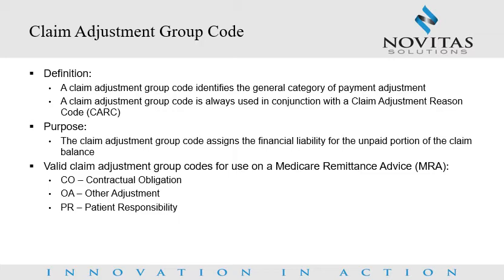The valid group codes that may appear on the Medicare Remittance Advice are CO, or Contractual Obligation; OA, or Other Adjustment; and/or PR, for Patient Responsibility. For example, the group code PR would identify claim-related amounts the patient is responsible for, such as their deductible and/or coinsurance.